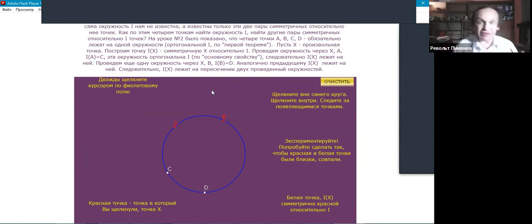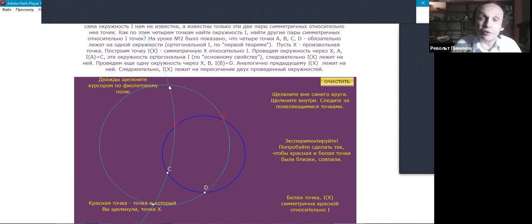I think that inversion or another symmetry can be understood with the help of two pairs of points, and sometimes one pair, but for inversion, two pairs of points. A is symmetrical to C, B is symmetrical to D. How can we create a point symmetrical to some point X if we know this? We can do this very easily.